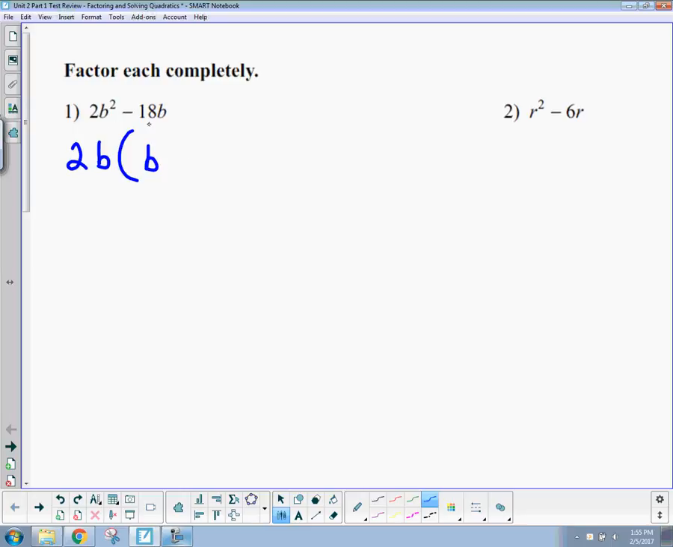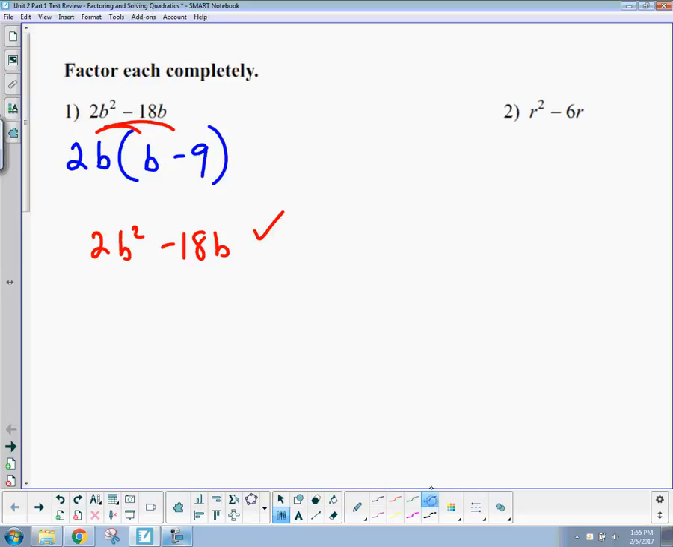Factor out a 2 from the negative 18 and we get negative 9. B cancel. Job done. And remember, if I want to go back and check my work, I can redistribute. 2b times b is 2b squared, and 2 times negative 9 is negative 18, and then tag on the b. I get the same answer, that must be right.